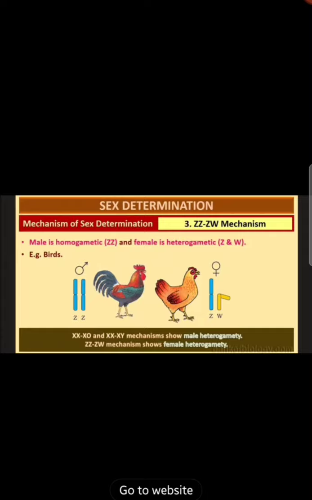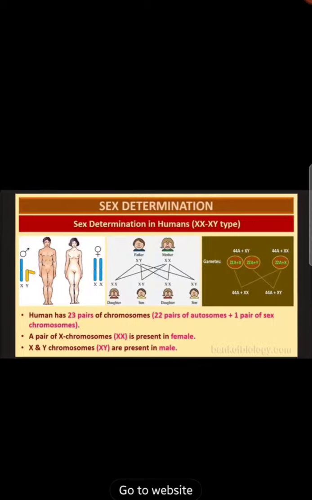So here XX and XO mechanism and XX and XY mechanism show male heterogamety, but ZZ and ZW mechanism shows female heterogamety. Okay, so you have to remember it. Next, in detail we will study about sex determination in humans.